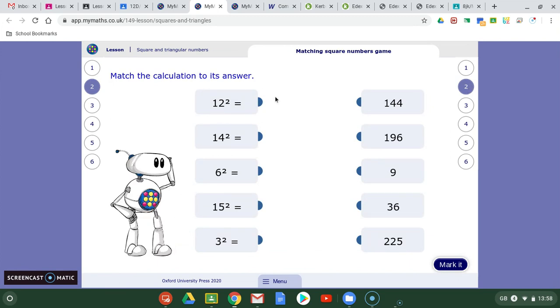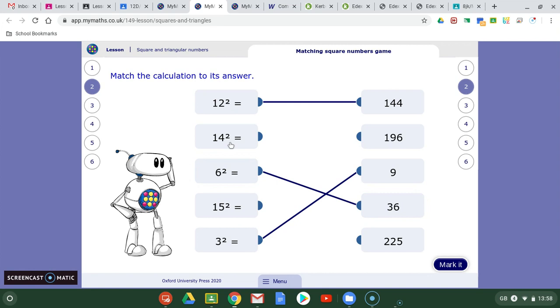So match the calculation to its answer. You might want to use a calculator for this, because we know 12 squared means 12 times 12. So which number gives me 12 times 12? Well, 12 times 12, if we type it in our calculator, gives me 144. So there's a match there. Let's see some ones that maybe we can do easily. 3 squared, 3 times 3 is 9. There we go, there's an easy match. 6 squared means 6 times 6, which is 36.